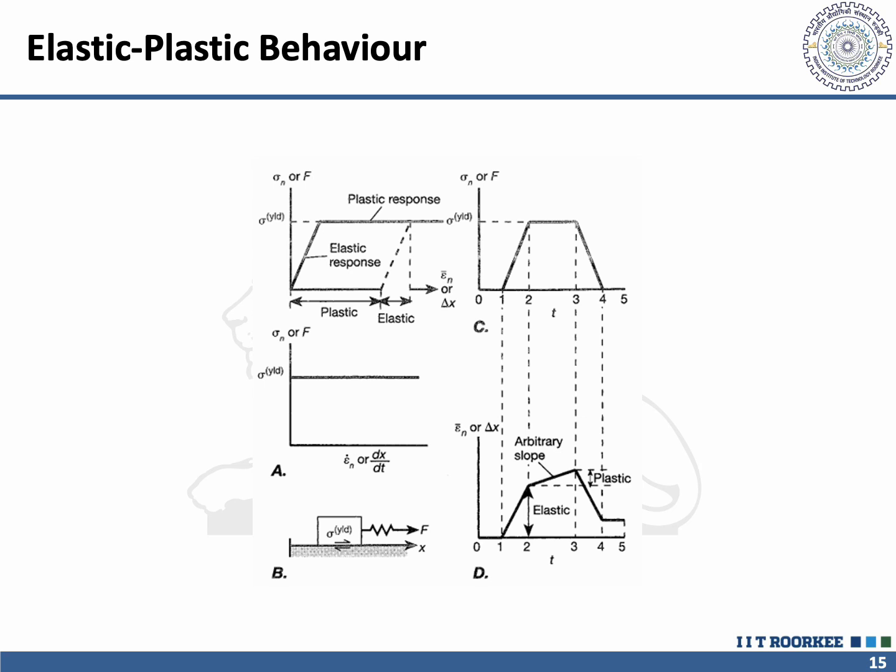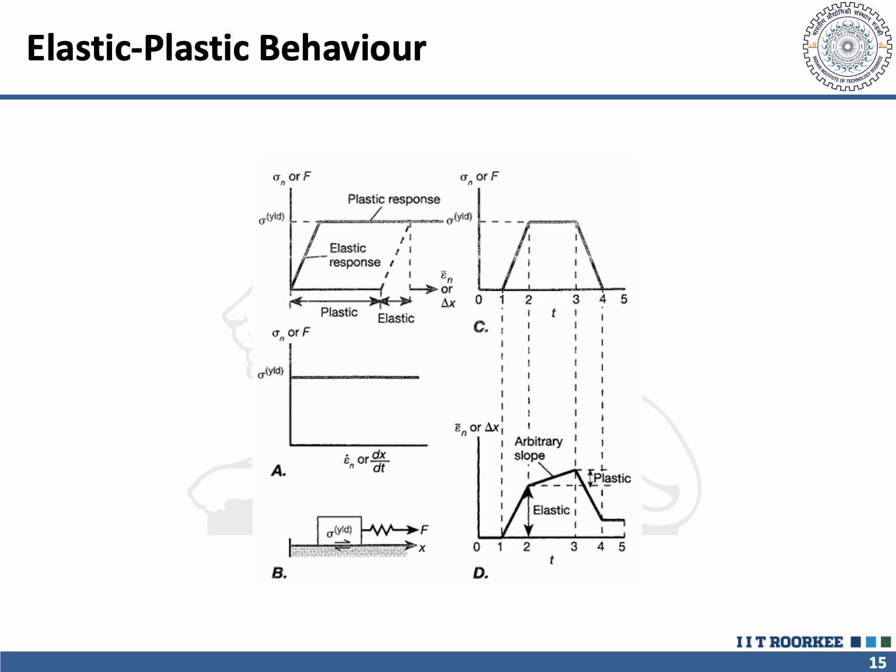In figure A, the stress remains constant once the yield stress is reached. This implies that once yielding starts, the strain rate can vary, but stress stays at the yield level. It represents the perfect plastic flow after initial elastic resistance.